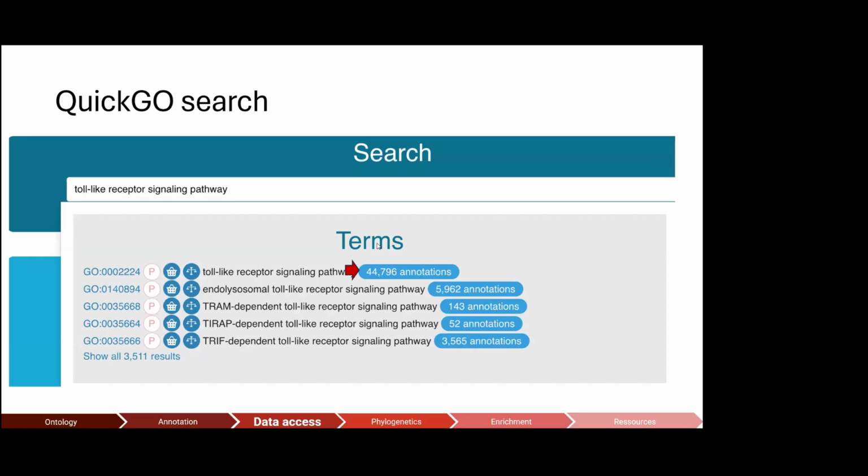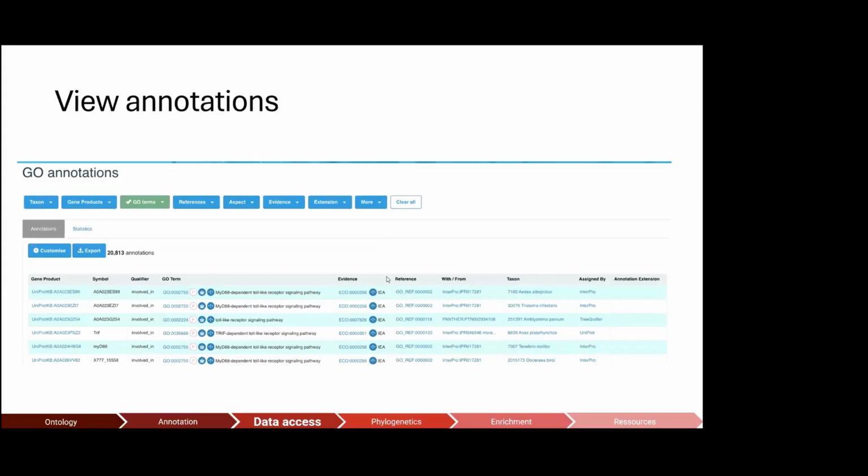And then you can also look at the annotations. You click on the 44,000 annotations and you end up with all the different annotations. And once again, like in AmiGO, you have different ways of selecting exactly the annotations you would like to have. By taxon, if you want a specific organism, by gene product, by reference, by aspect, by evidence. You have a lot of different ways to search for the specific annotations you would like for your specific purpose.